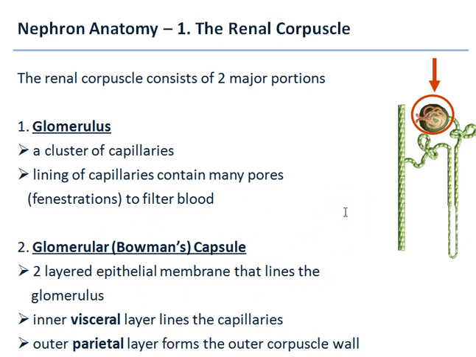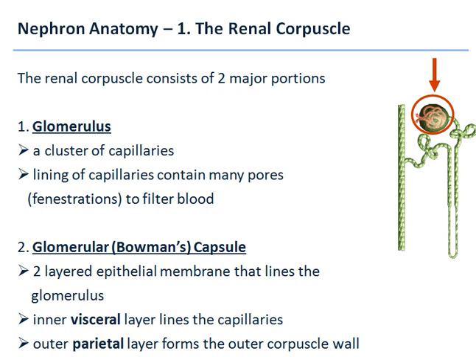Now an important concept is that it is a two-layered membrane, so two layers of tightly associated epithelial cells lining the glomerulus. We have an inner visceral layer that's in direct contact with the capillaries. This layer then folds back on itself and forms an outer parietal layer. This is the layer that forms the outer wall of the renal corpuscle.